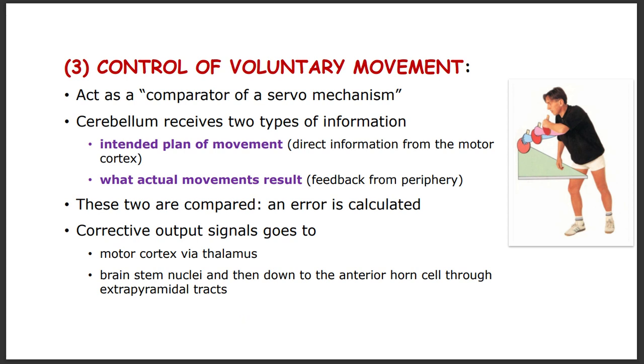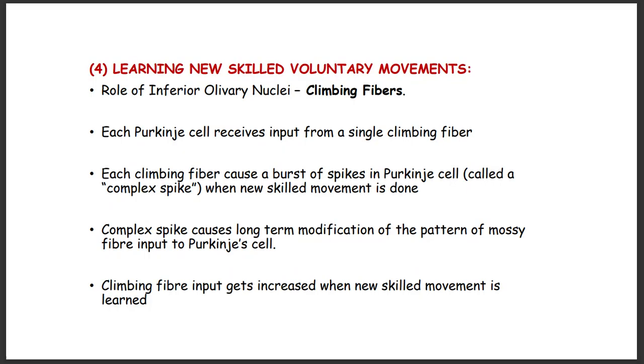Because we want information before it can go out. Information is coming to the cerebellum about me planning to move, so that I plan the time. Let's say, okay, I want to move like this. How well am I going to do it? What amount of time is it going to take? So that you can just maintain that balance. And also, the cerebellum is involved in learning new skilled voluntary movements. And this is because of the inferior olivary nucleus, which gives the climbing fibers.